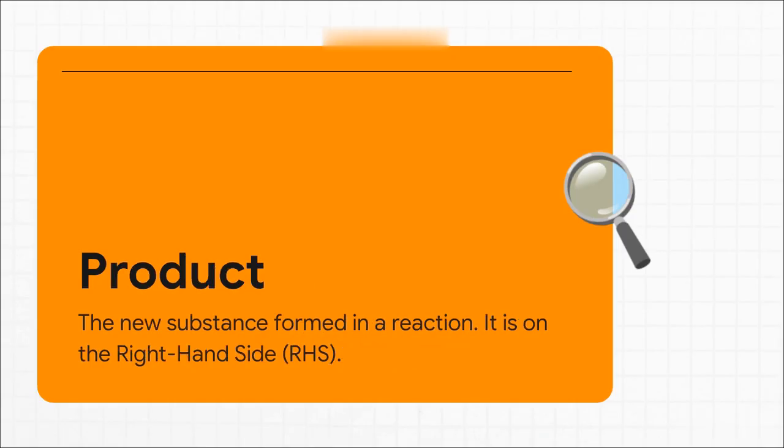And you guessed it, on the other side of that arrow, we have the product. This is the brand new stuff that gets created after the reaction is all done. For us, that's magnesium oxide. And the product is always on the right-hand side. So you've got reactants on the left, the arrow showing the change, and the product on the right. Super simple and clear.